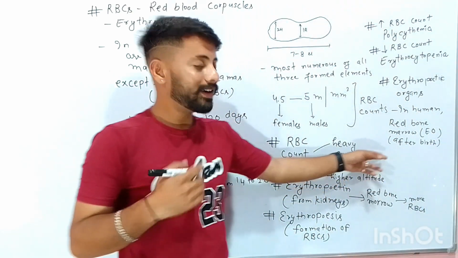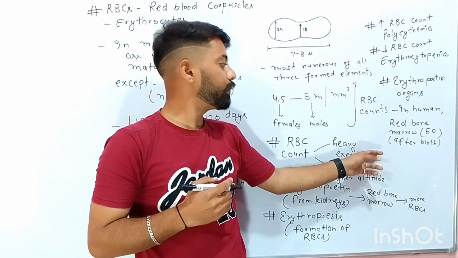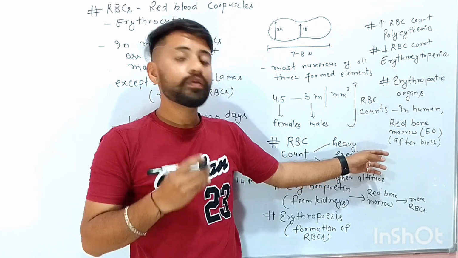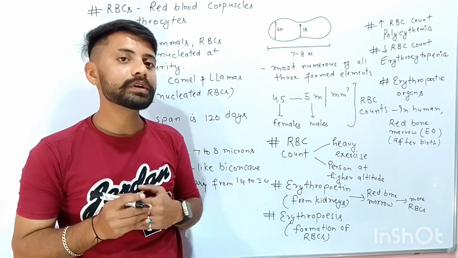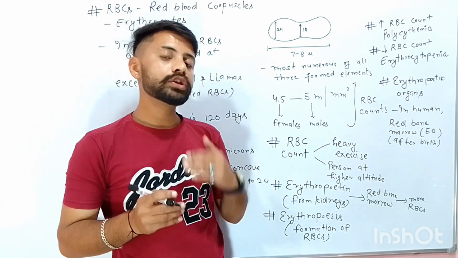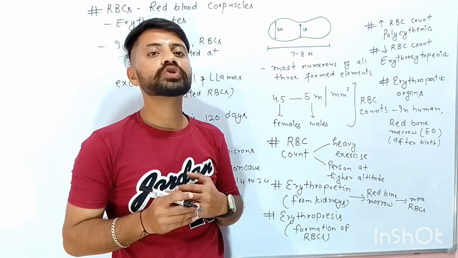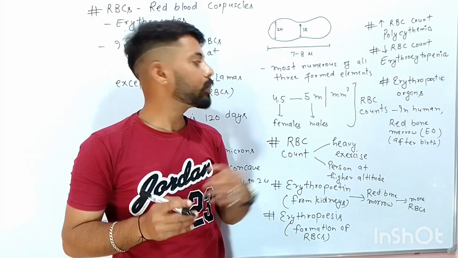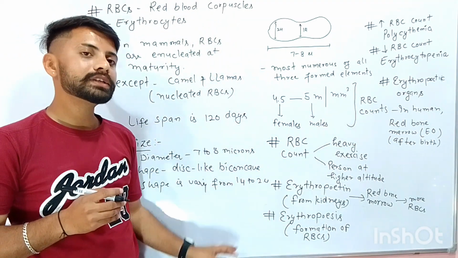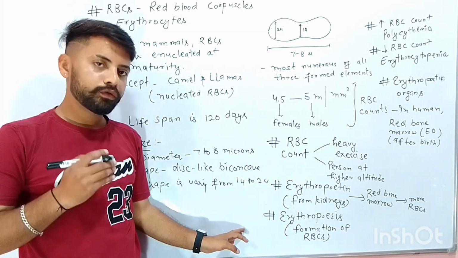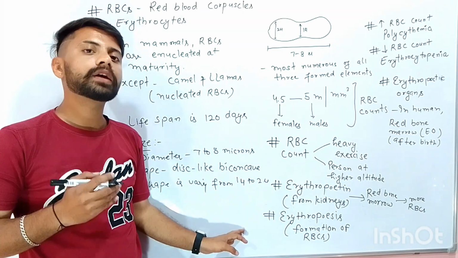In the fetal life, or in the body of the fetus, it is the liver which is the erythropoietic organ which helps in the formation of RBCs, and after birth this process of formation of RBCs is taken over by the red bone marrow. So this was all about the RBCs. We have a few more points which we will take in the next video.